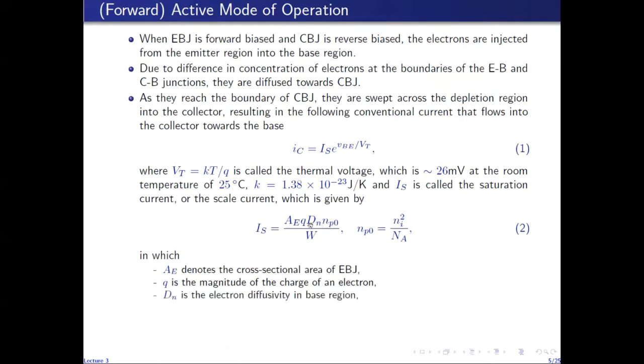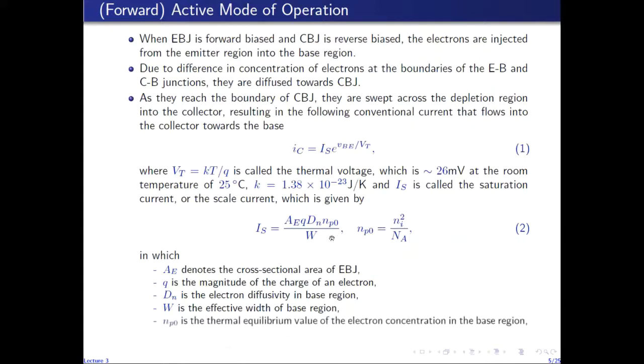Dn represents the diffusivity of electrons in the base region. W represents the effective width of the base region, that is the width of the base region, excluding the depletion region. Np naught is the thermal equilibrium value of the electron concentration within the base region, which is defined by the square of intrinsic carrier density in the base region and the doping concentration in the base region.